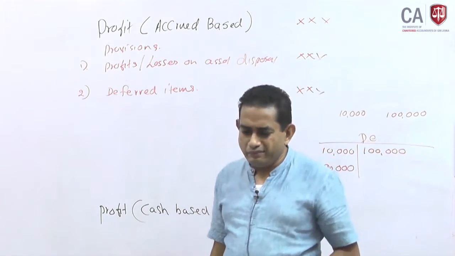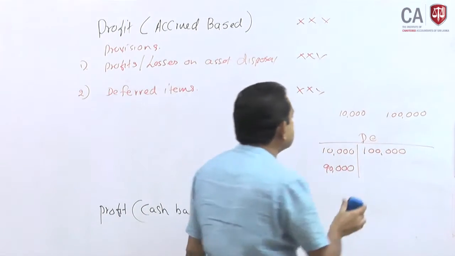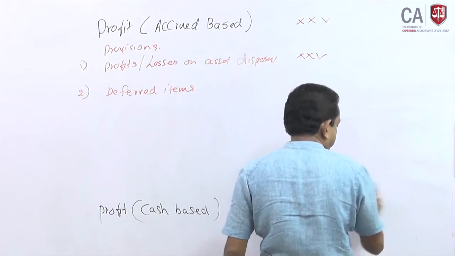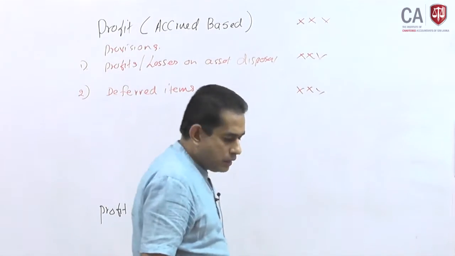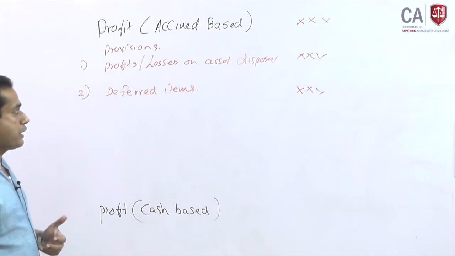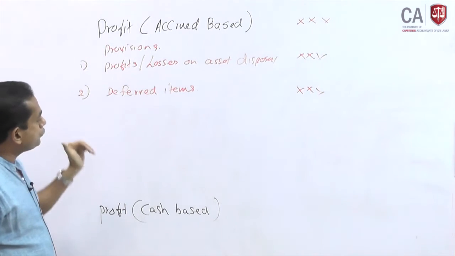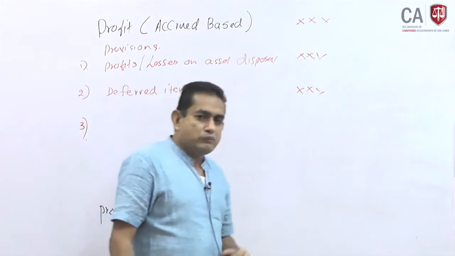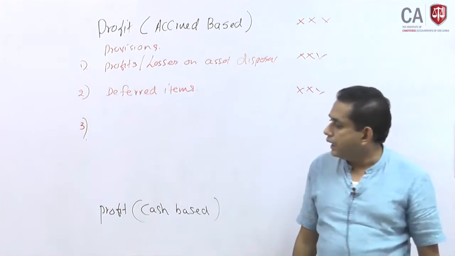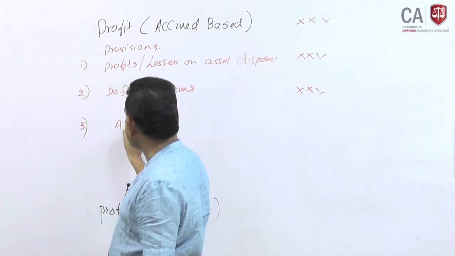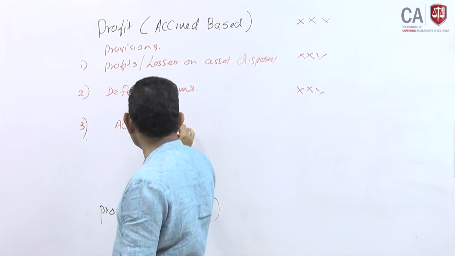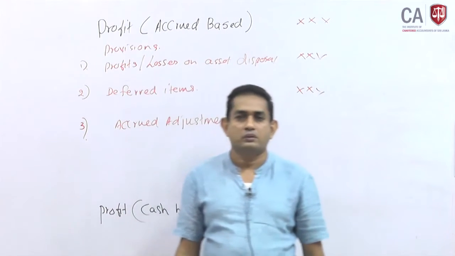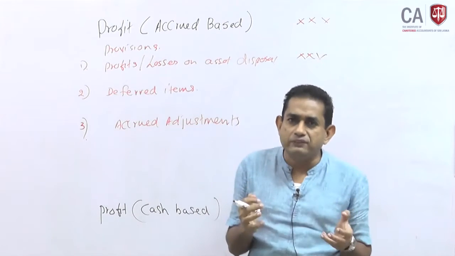I said there are only maximum 3 adjustments basically in a simple cash flow statement. I mean, in simple questions of cash flows where you are supposed to transform this accrual profit to the cash profit. The third adjustment is what? That is the most complicated one. There can be accrual adjustments, and this is the most pervasive adjustment.